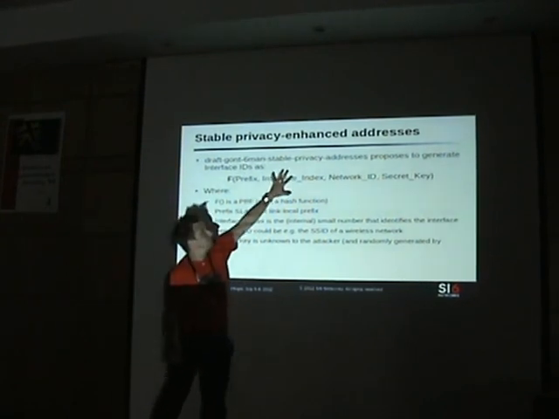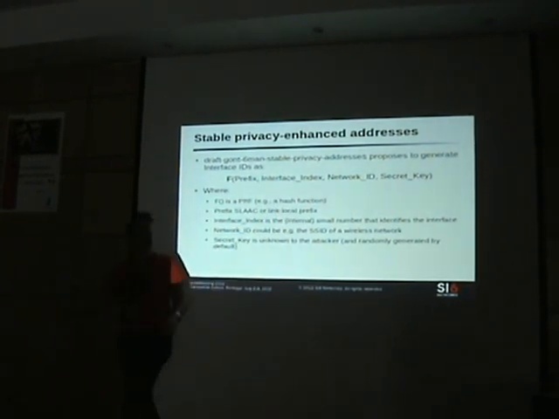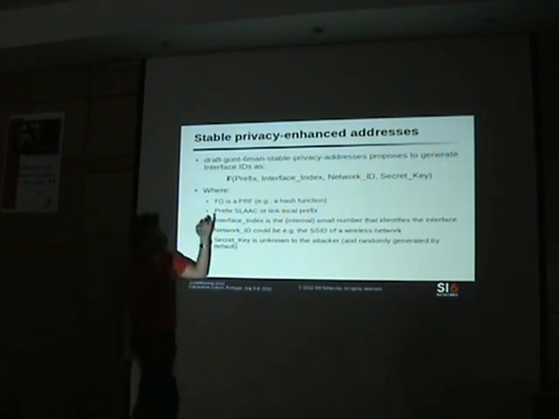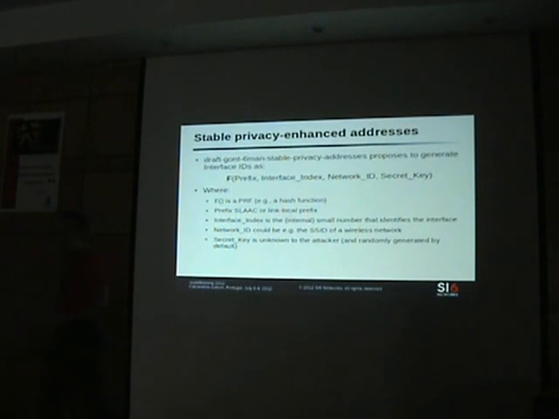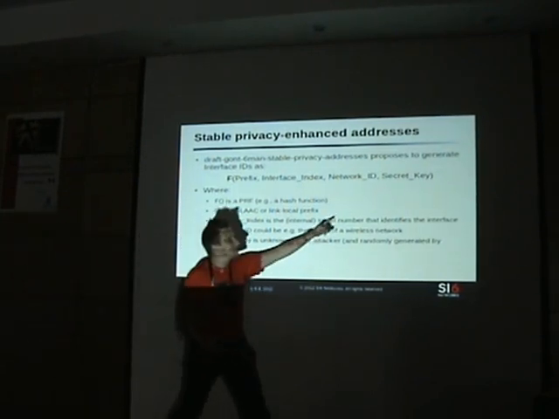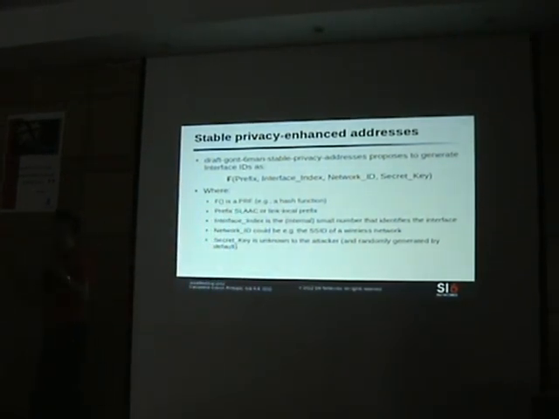If this one wasn't here, then each interface would get the same address, and we don't want that. Network ID is optional and could be, for example, the SSID. That's optional, not really needed. And the secret key, our idea is that this one would be selected during installation time, okay? And once you install the system, you keep that value constant.